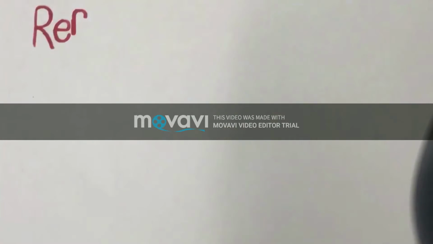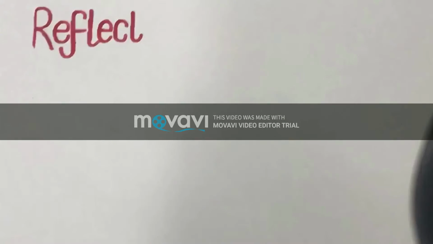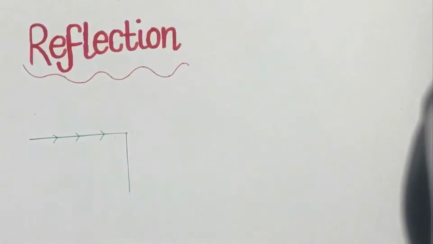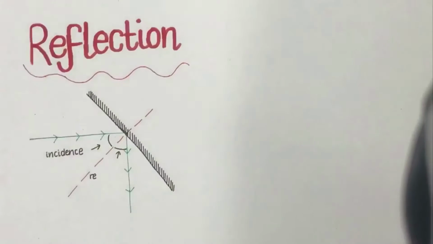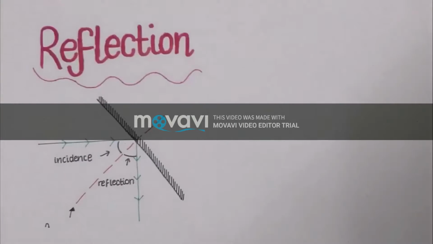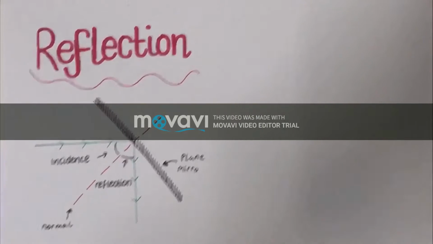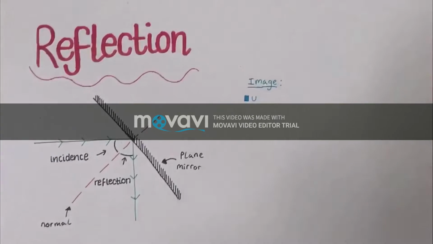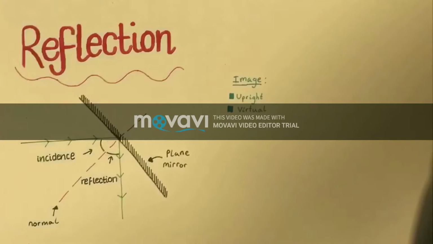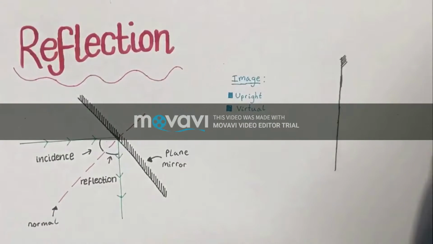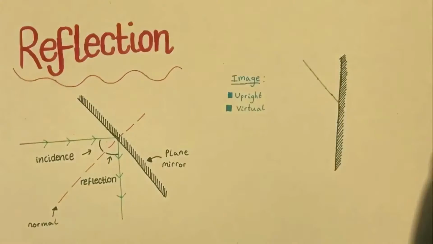When there is a boundary between two materials, waves can be reflected at this boundary. We measure the angle of incidence as the angle between the incident ray and the normal, which is the line perpendicular to the surface, and the angle of reflection as the angle between the normal and the reflected ray. The law of reflection is that the angle of incidence is equal to the angle of reflection. Here, these angles are 45 degrees.